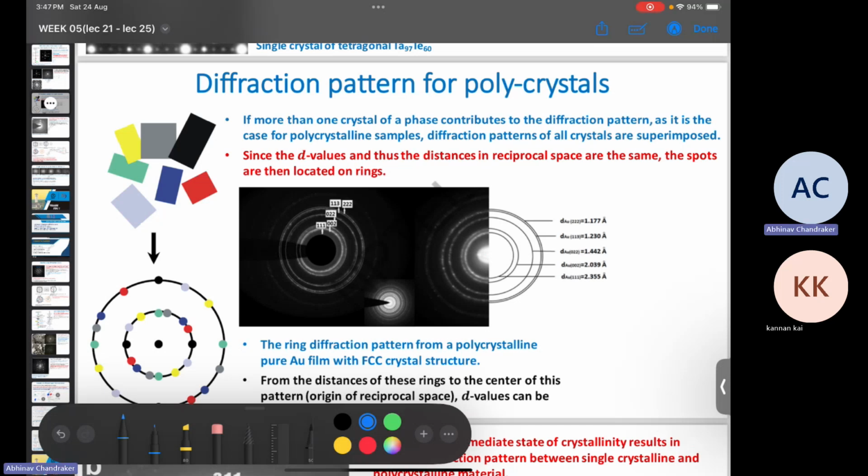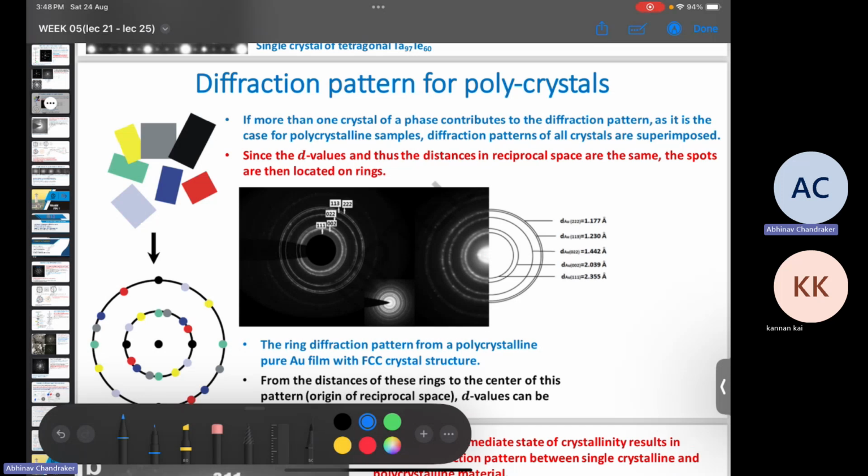So in real life we rarely have single crystals. We sometimes have single crystals in gemstones and some natural mineral formations, but most of the materials we deal with are polycrystals. So there are very small crystals or grains, and we have lots of them in our material, and that is why we call it a polycrystal.